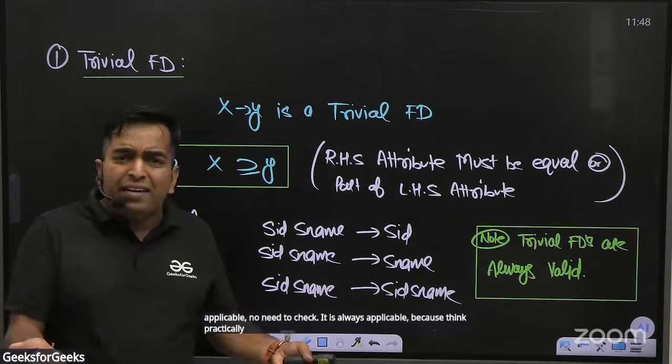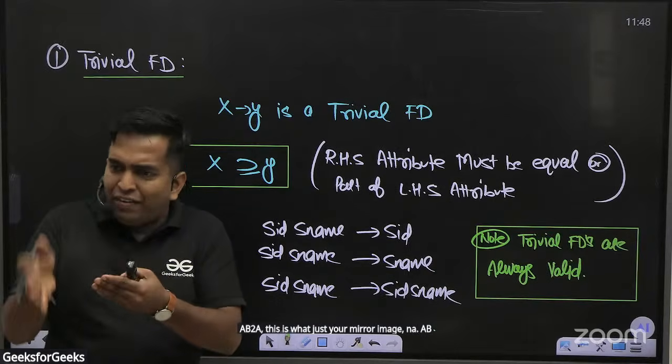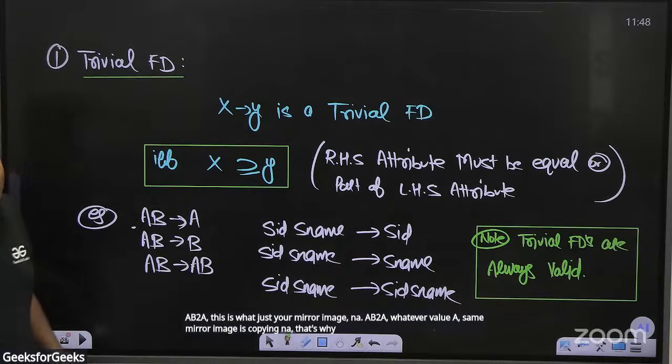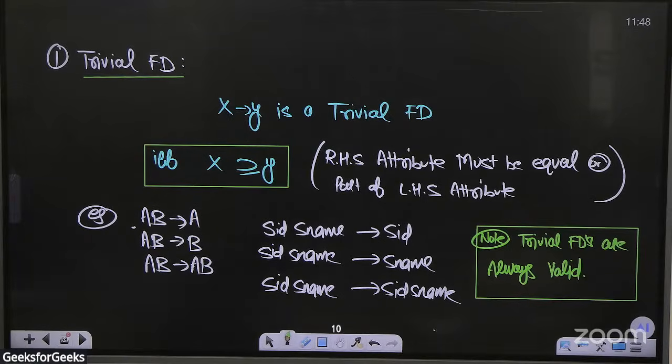AB to A. This is just your mirror image, no? Whatever value A has, the same mirror image is copied. That's why it is always valid. I will take a practical example. Don't worry, we have 10 to 11 questions on this topic.